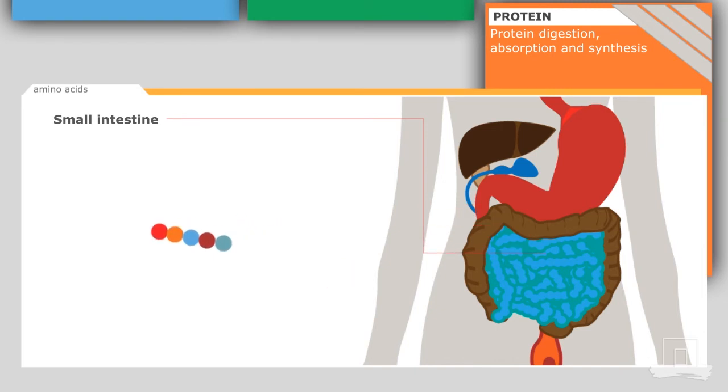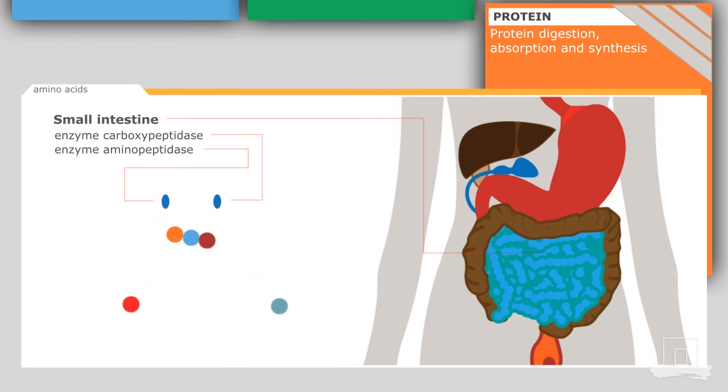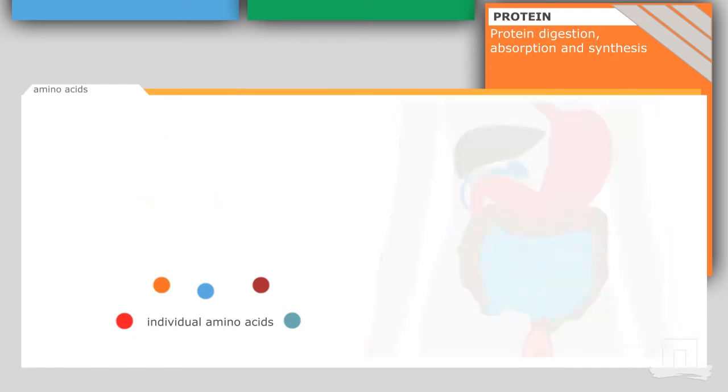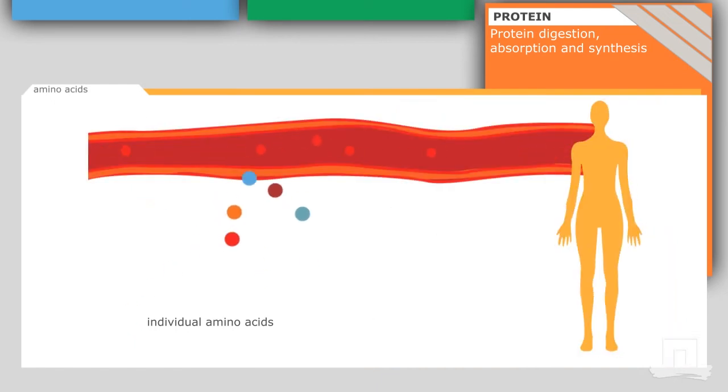Now there are additional enzymes present in the small intestine, and there are two that I want to point out, and they're called carboxypeptidase and aminopeptidase. What these two enzymes do is they cleave off individual amino acids at the two ends of the peptide. And at the end, you should end up with individual amino acids, which can then be absorbed into the bloodstream and be distributed throughout the body. Now, let's look at that in more detail.